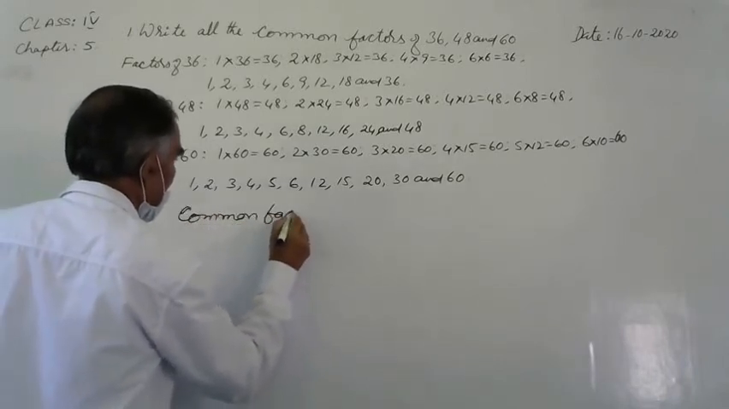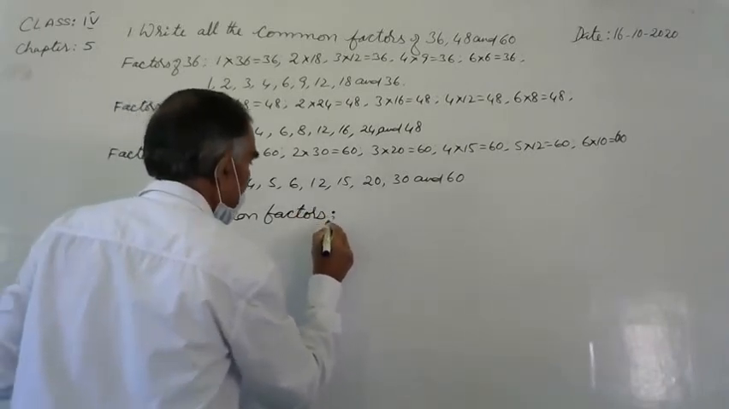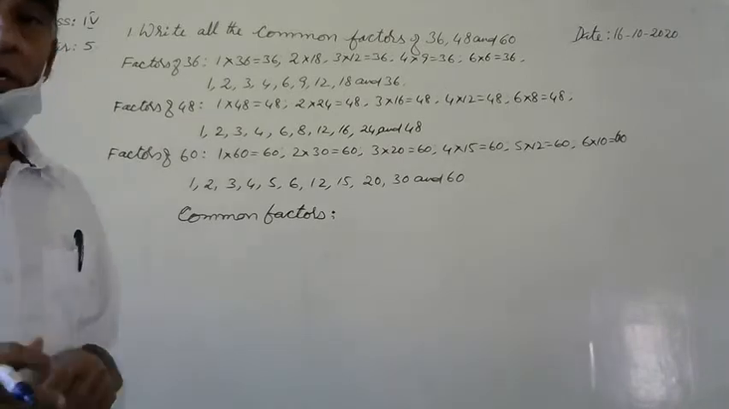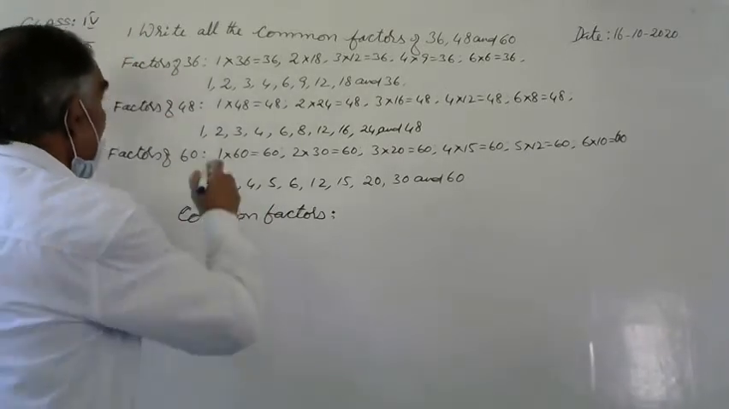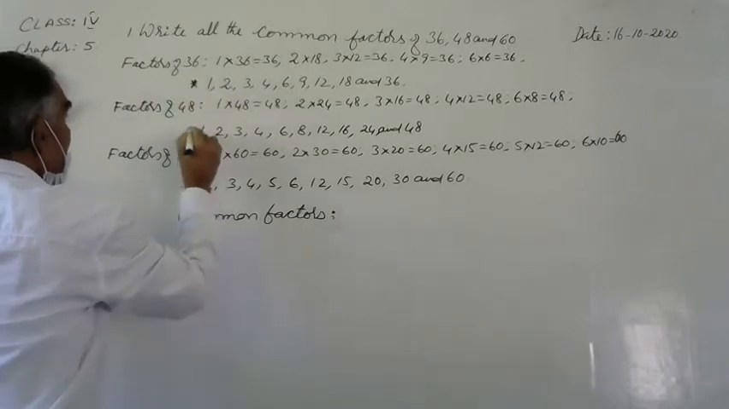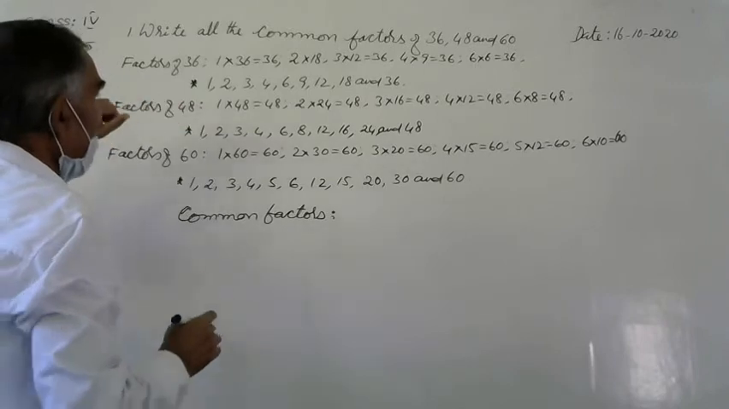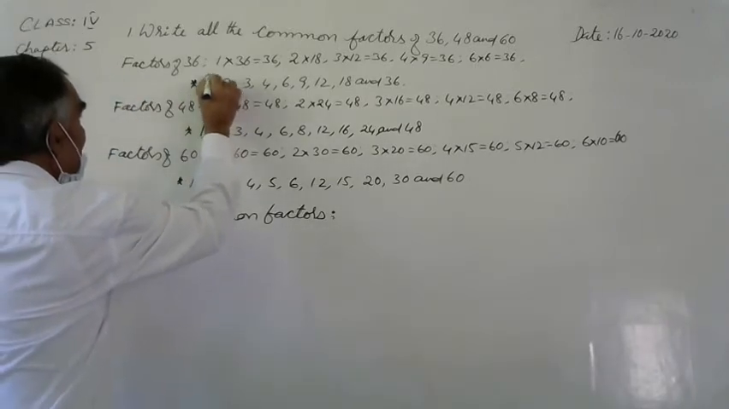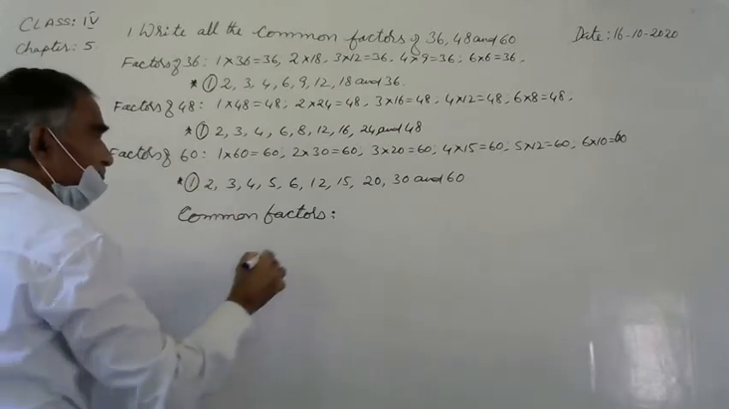Common factors. Common factors will be the numbers that appear in all three. You see, these are the common factors, and these are not. Look here, 1 is a factor. First, you circle this because we know that 1 is a factor of every number.